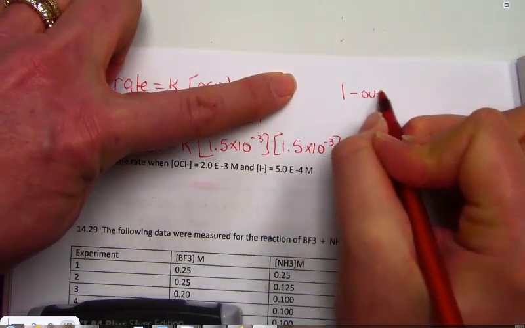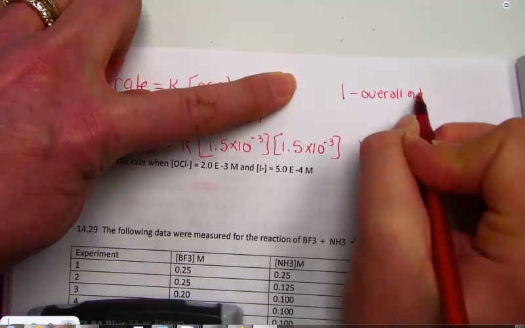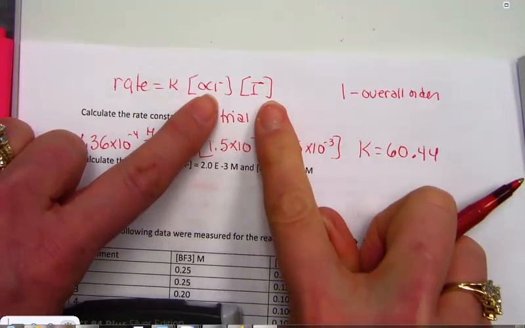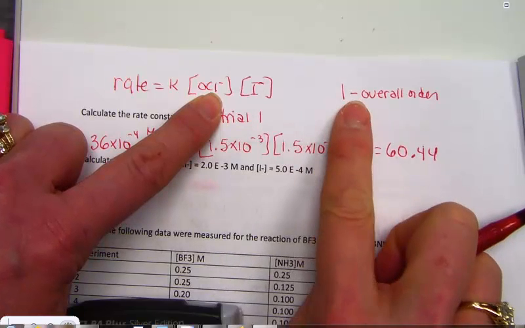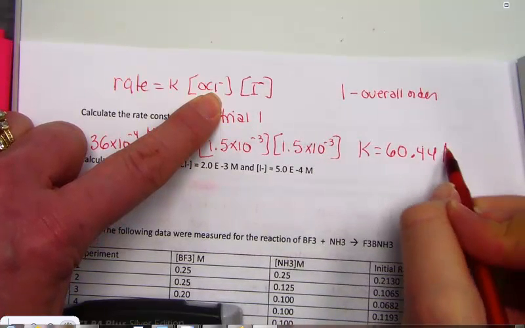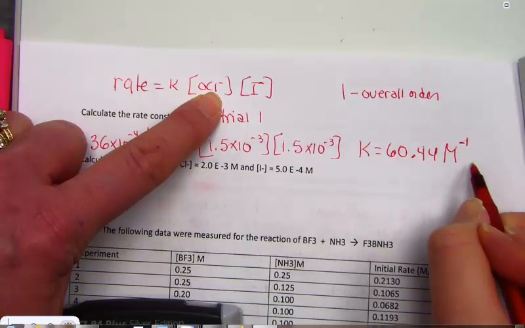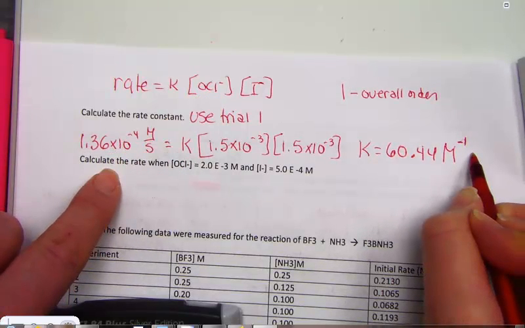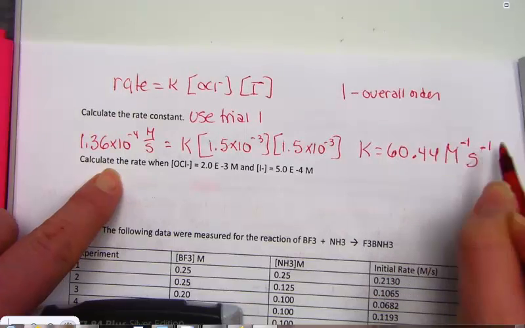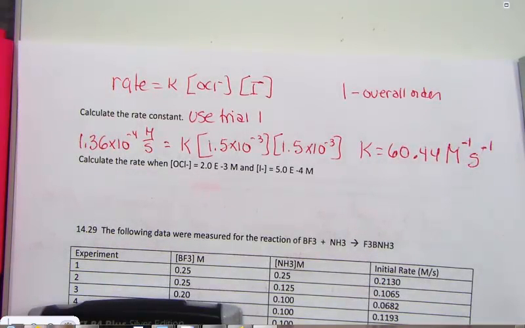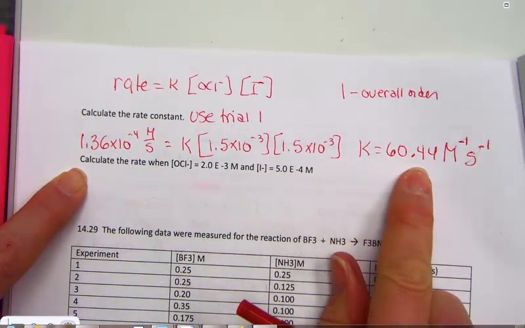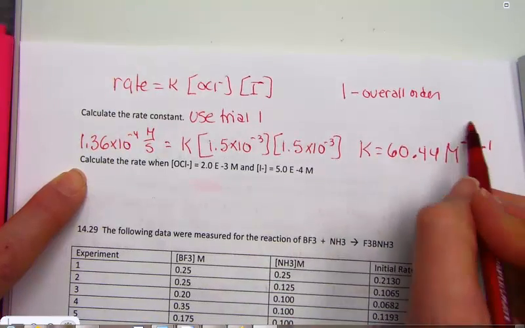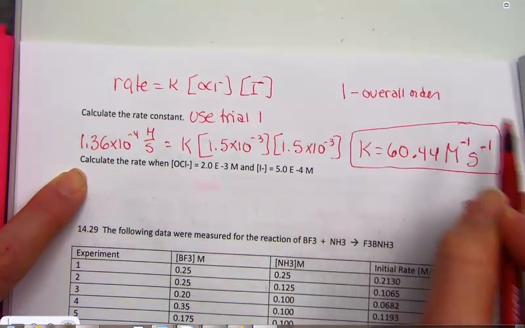If K equals 60.44, it does need to have a unit. 1 minus the overall order. The overall order is 2, isn't it? Because it's first order with respect to both reactants. 1 minus 2 gives me a concentration unit of molarity raised to the -1, and time in seconds to the -1. So there's the rate constant K, 60.44, M -1, S -1. It's a second order overall.